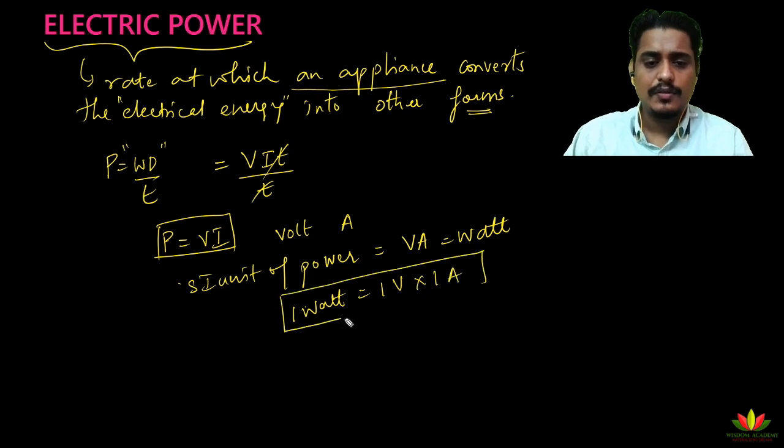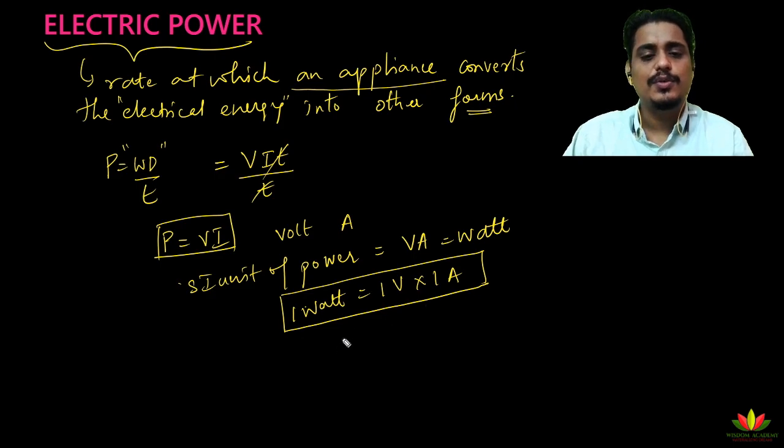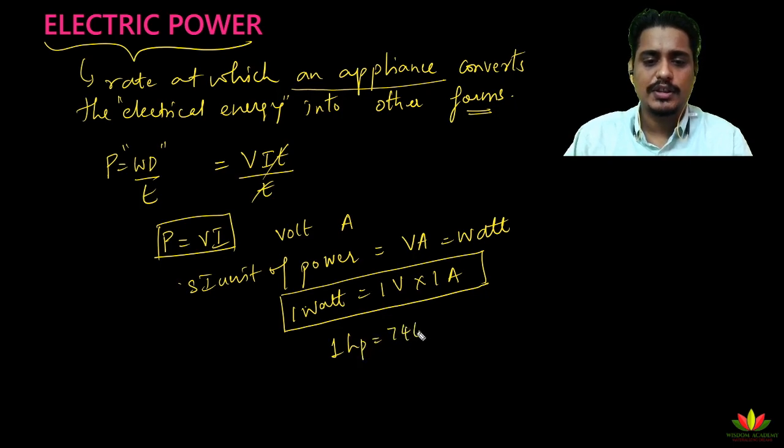Watt is a very small unit, so we use kilowatt, megawatt. Sometimes we even use HP, horsepower. So 1 horsepower is equal to 746 watt. You can make a note of this. And P is equal to VI is one form of writing power.